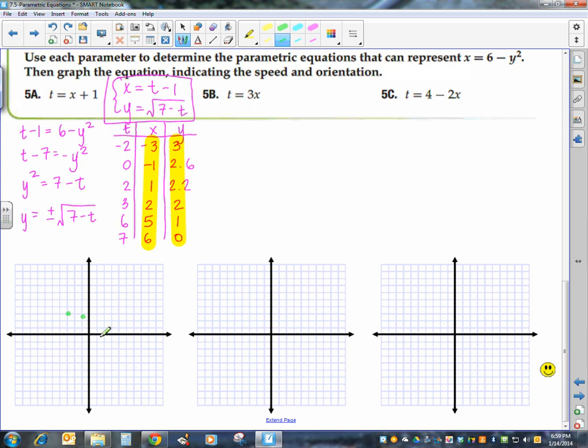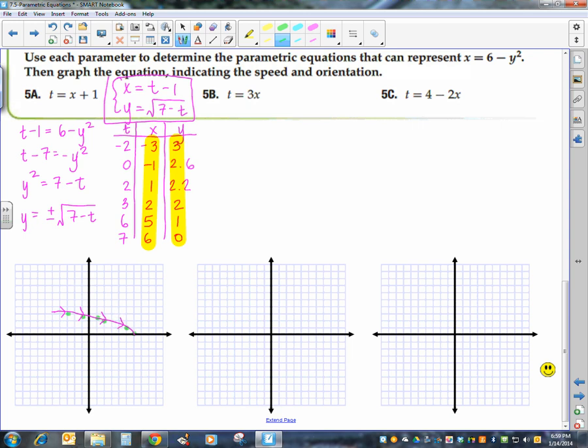At positive 1, I have 2.2. At 2, I have 2. At 5, so that's 2, 3, 4, 5, I have 1. And at 6 I have 0. So, a little bit hard to graph, but you got the idea. Y'all know I don't do too well with graphing, so stopping there. And remember, increasing values of t show you that my orientation is going as such.